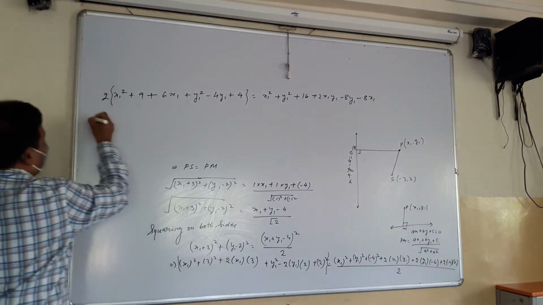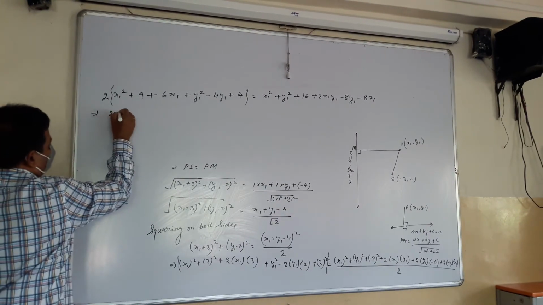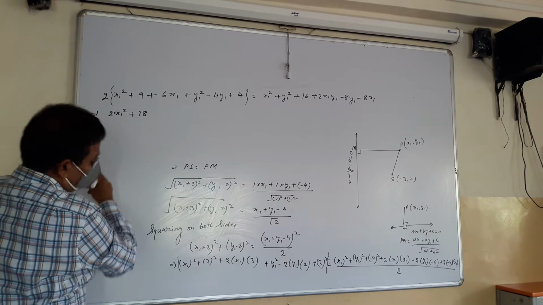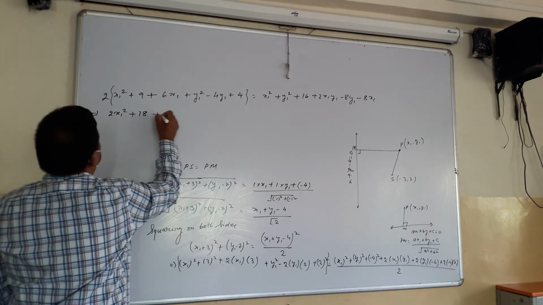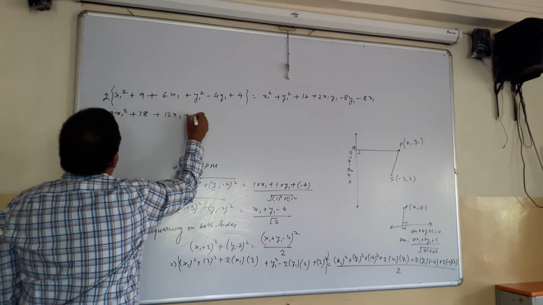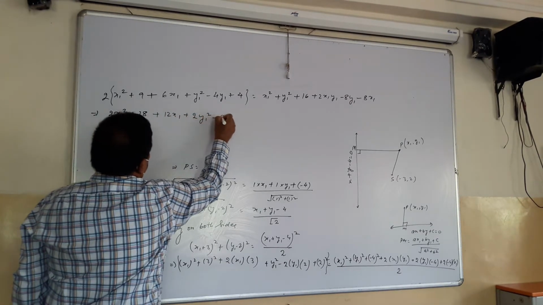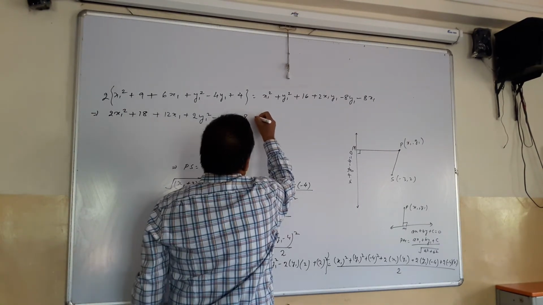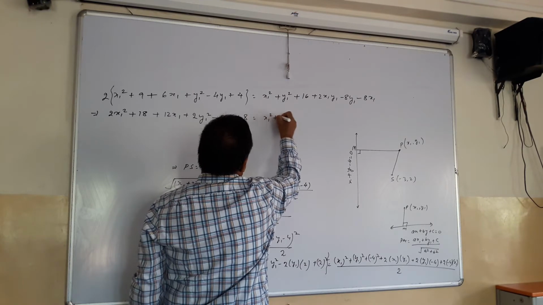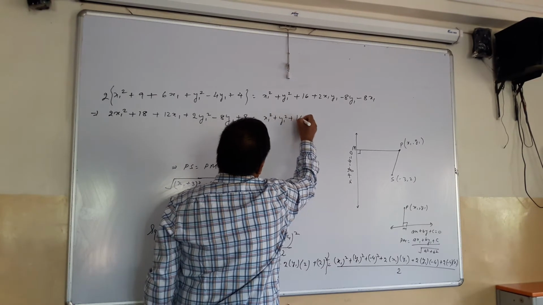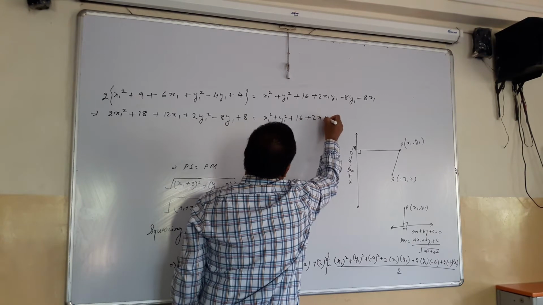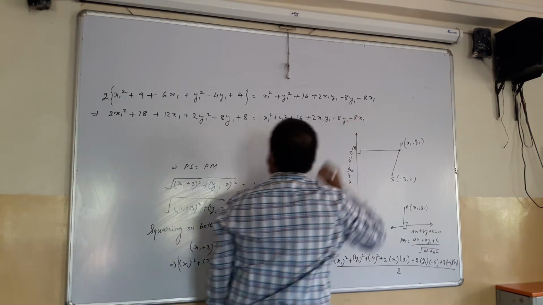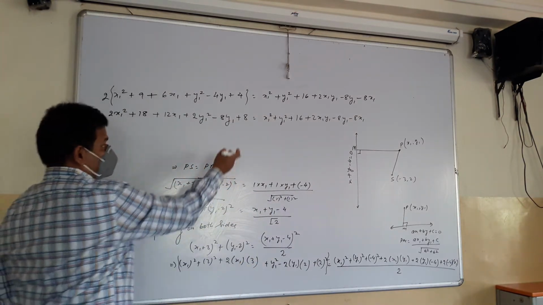Now these all will be multiplied by 2. So 2x1 square plus 26, which is 18, plus 12x1 plus 2y1 square minus 4y1 plus 8 is equal to x1 square plus y1 square plus 16 plus 2x1y1 minus 8y1 minus 8x1. Now transfer this to the other side.